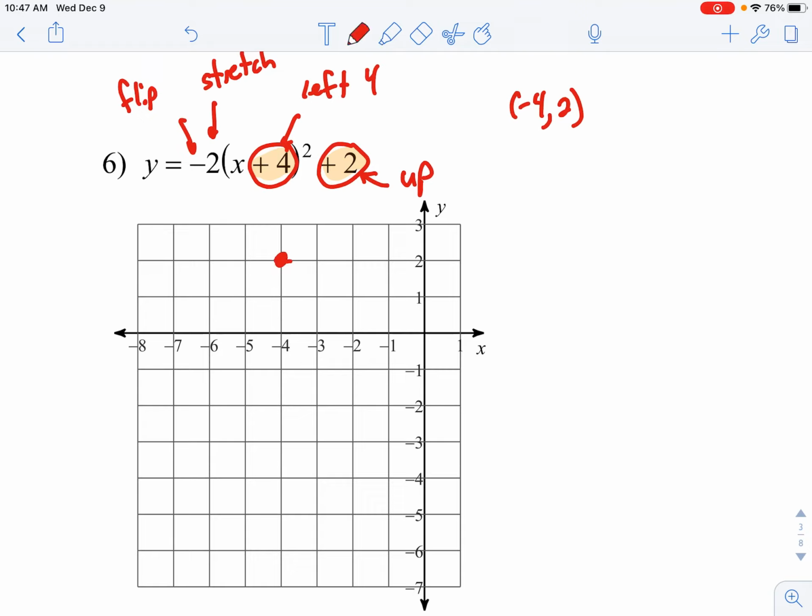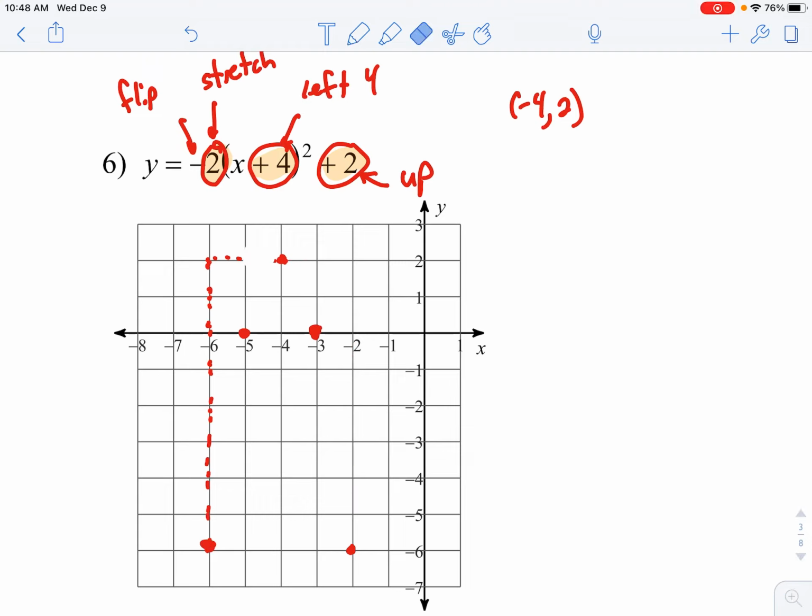Instead of going over 1, down 1 in both directions, because this is stretched out by a multiple of 2, it's being multiplied by 2. Instead of going over 1, down 1, I go over 1, down 2, and that stretches it. Just like if it was a rubber band and you were pulling on it vertically, it would stretch out in that direction. And so the next point, instead of over 2, down 4, I go over 2, down 8.